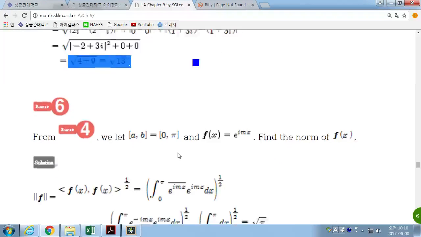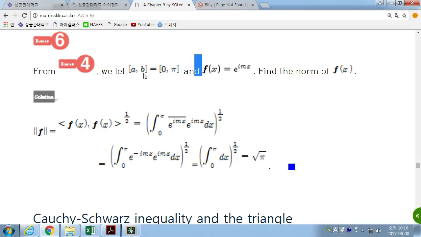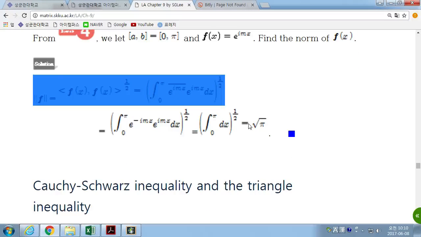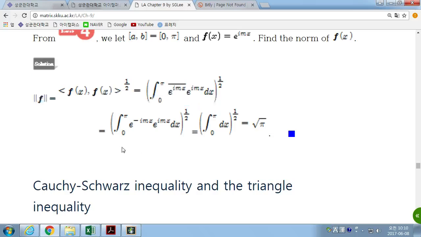Okay? From the definition, if we have a complex function like this, f of x, we can define the norm of f. And which is what? The norm of this is the square root of the inner product of f of x and f of x, which can be written as this. This conjugate is minus, so these cancel. So the integral from 0 to pi of 1 dx is pi, and the square root of pi is the answer. So the norm of this continuous function is square root of pi.